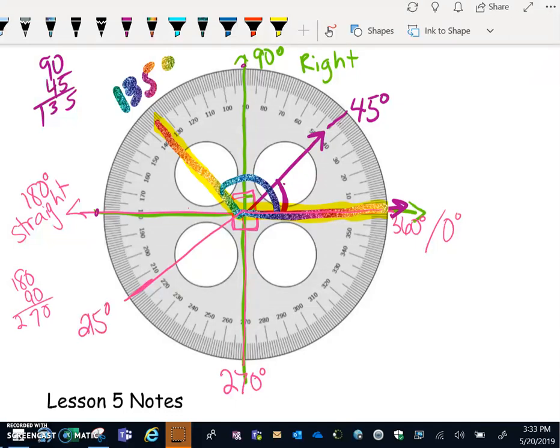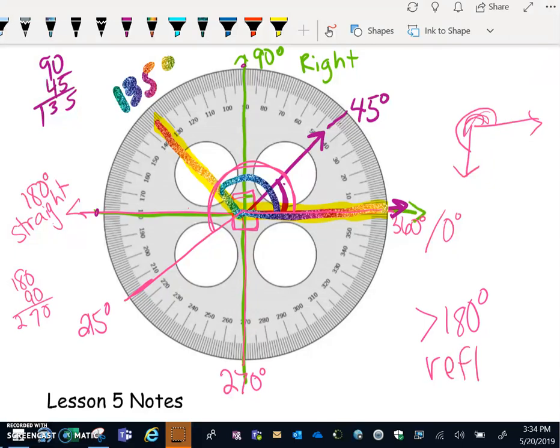That's another benchmark angle. But I want you to notice how wide this arc is. It starts here and it goes all the way down here. So when I'm drawing this angle, I'm actually going around the outside. I'm not measuring this inside, I'm measuring this outside. Angles that are greater than 180 are called reflex angles.